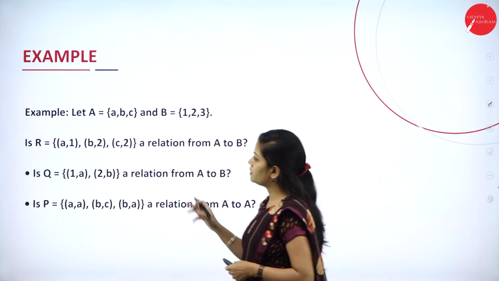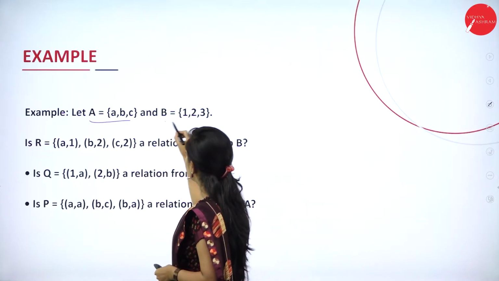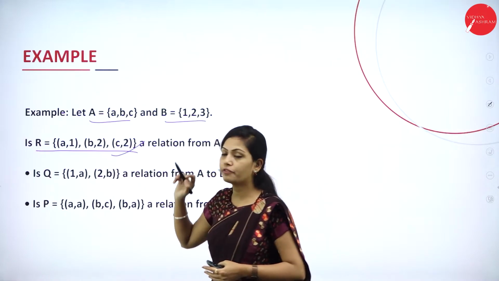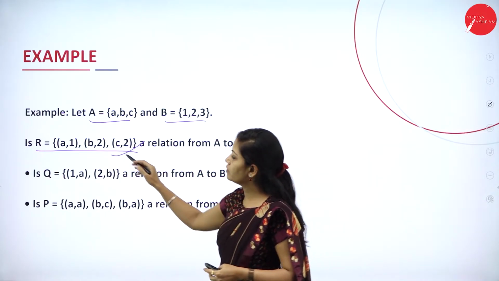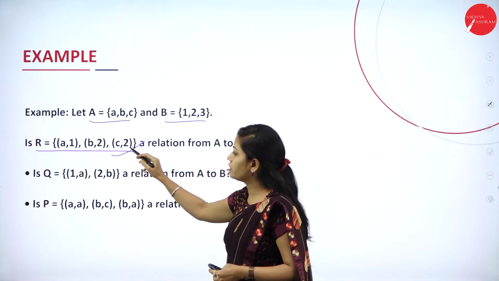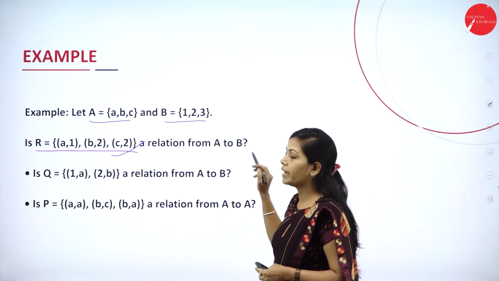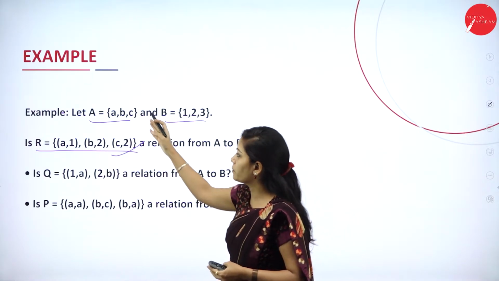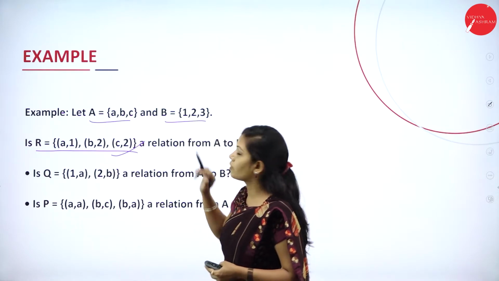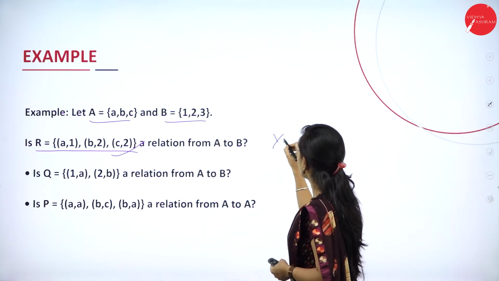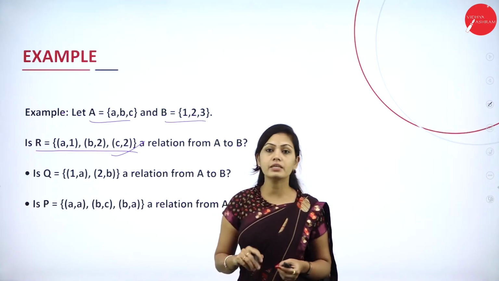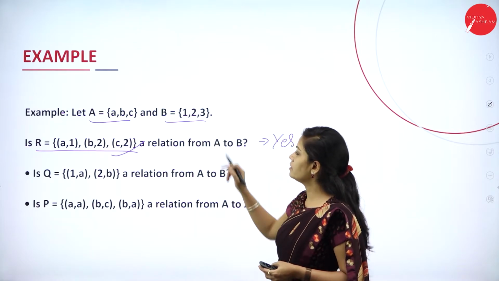And the next example: let A is equal to {a, b, c} and B is equal to {1, 2, 3}. So here, we have to find whether this is a relation of A and B or not. So here R is equal to {a1, b2, c2}. Is R equal to {a1, b2, c2} a relation from A to B? a1 is there, b2 is also there, c2 also there. Yes, it is a relation. So the first answer is yes, it is a relation between A and B.